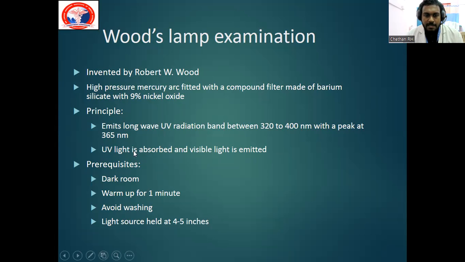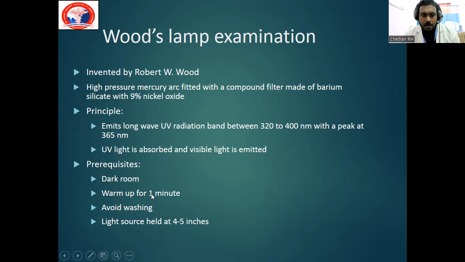So in compatible lesions, the UV light is absorbed and visible light is emitted. That means the lesion in question will appear brighter when compared to normal skin. The prerequisites for doing a Wood's lamp examination include a dark room, because no other visible light should be present. Only it should be coming from the lesion. So that is why we should have a dark room.